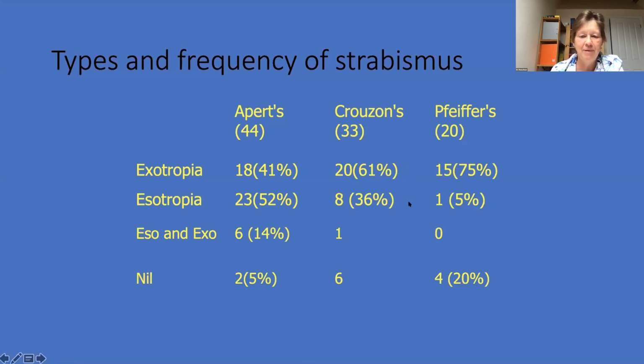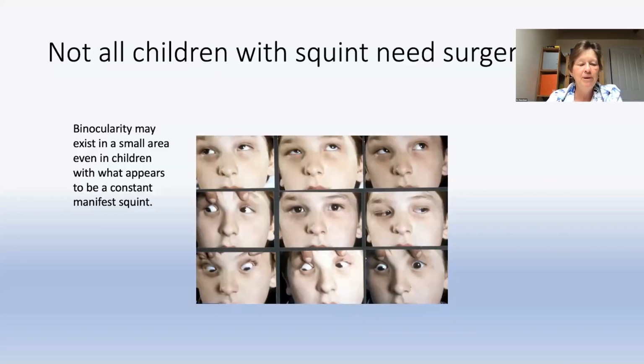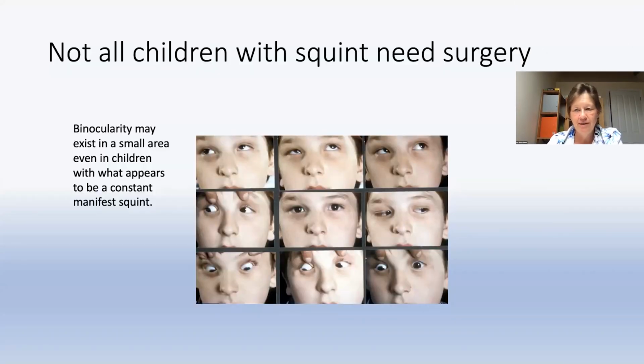And we have a similar kind of pattern with Crouzons and a similar type of pattern with the Pfeiffers. So only 20% of those patients didn't have a squint at all. So it's a significant need of input from a strabismologist for these patients. But not all the children who present will actually need squint surgery. Some of them may be binocular in the primary position, as this child is, but they might have eyes that are not aligned in all other directions of gaze.